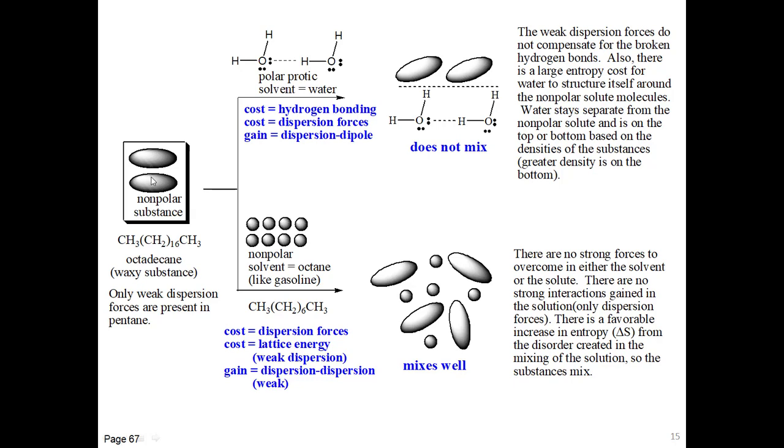Now if I come down and I mix, say, this waxy substance with gasoline, say octane or something that's nonpolar, there's not a big cost here, dispersion forces. There's not a big cost here, dispersion forces. And so they should mix fairly well. Doesn't mean it's going to mix instantly, but probably with a little time it will dissolve into solution because the cost is not great and the gain is not great, so the balance is there. Also, this is very disorganized, and entropy is always favored, greater entropy, disorganization.